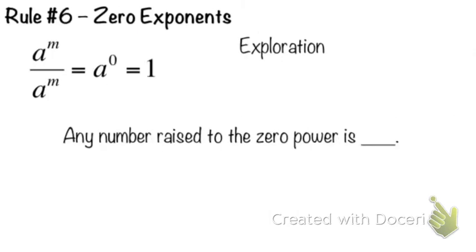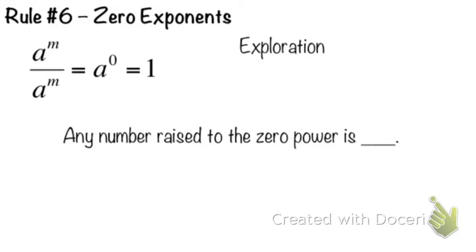All right, let's go down to rule number 6. Rule number 6, this is low-key my favorite rule. Okay, and I think it might be yours too. Zero exponents. So, a to the mth over a to the mth ends up being a to the 0th, and we end up getting 1. Here's our exploration for it.